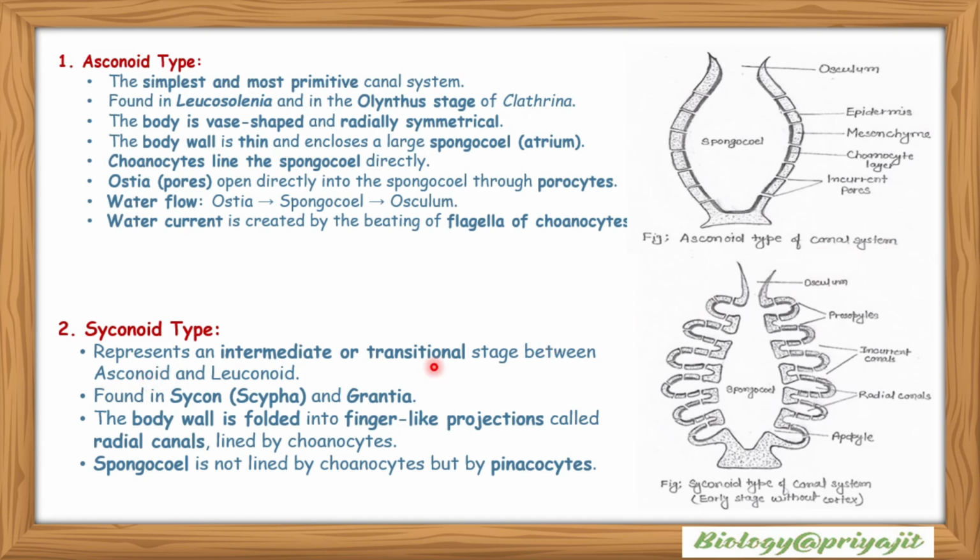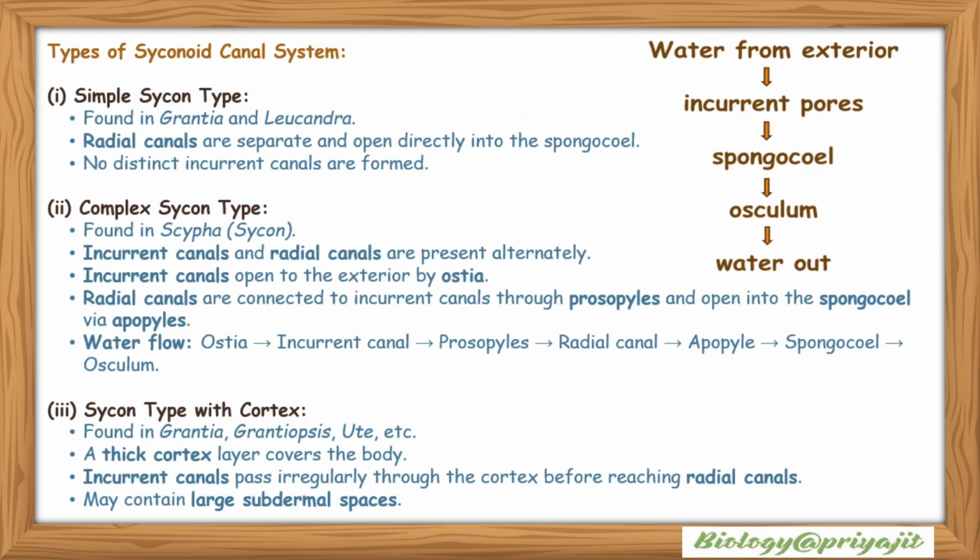Syconoid type. It represents an intermediate or transitional stage between the Asconoid and Leuconoid types of canal system. It is found in Sycon or Scypha and Grantia. Their body wall is folded into finger-like projections called radial canals, and they are lined by a layer of choanocytes. The spongocoel is not lined by choanocytes, but by pinacocyte cells.